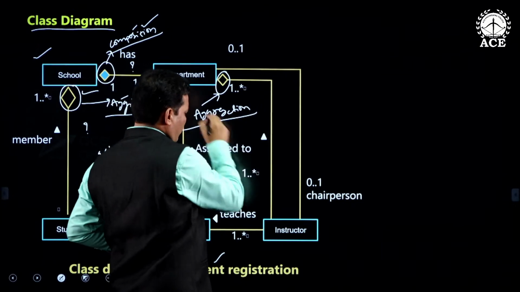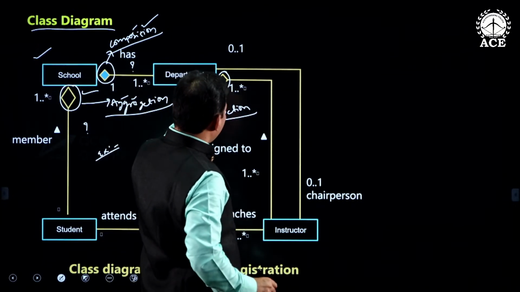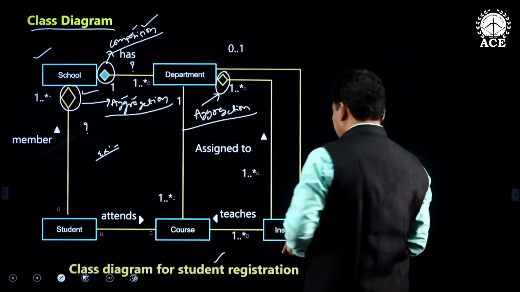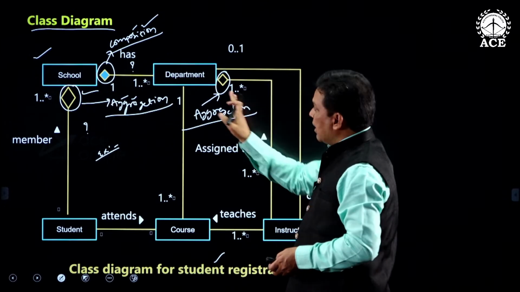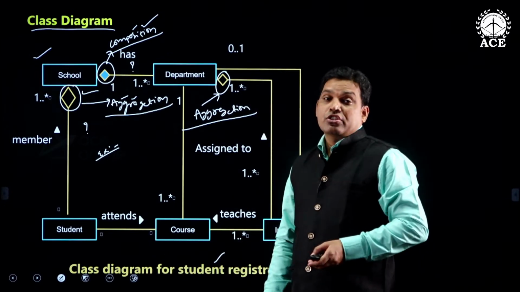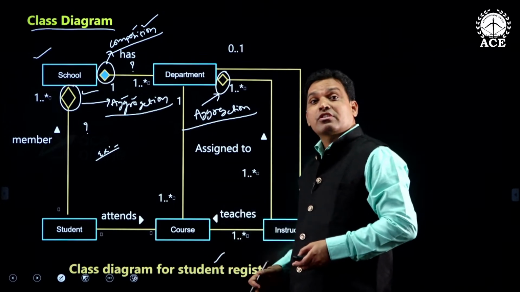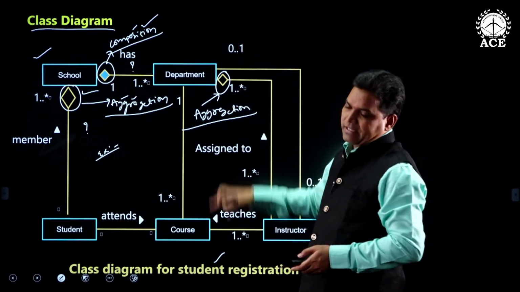Aggregation relationship was used, right? Again, between department and instructors there is a two-way dependency. Department depends on instructor, and at the same time instructors also depend on department. So this is how to model the student registration system. This is the class diagram for the student registration system, one example.